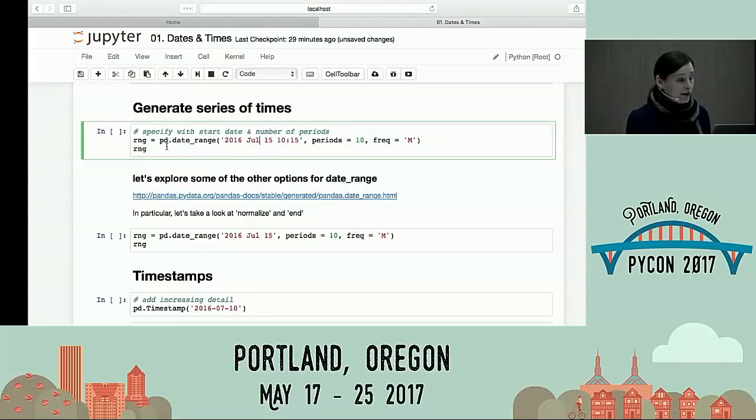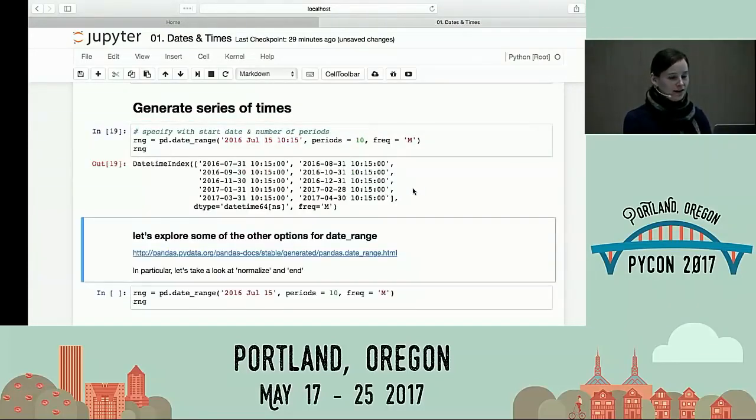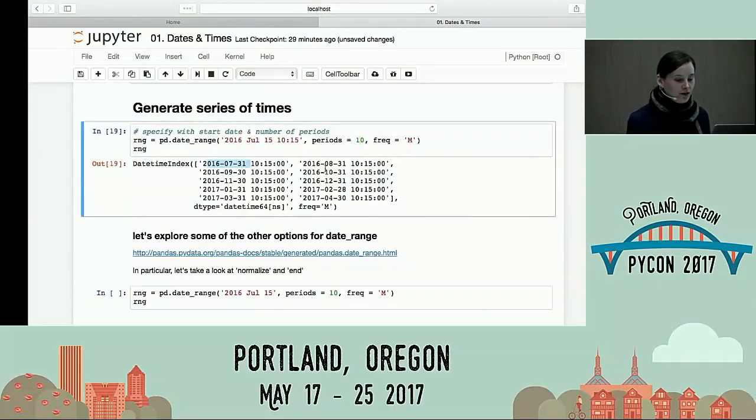So if you look at this one, it reads very nicely too, right? I have a range, and I just want to go from July 15th, 2016 at 10:15, 10 periods, and I want frequency of M. What do you guys think M is? Monthly, probably, right? We can always confirm. And here we are. I've got 7/31, 2016, 8/31, 2016, 9/30, 2016. So what kind of monthly is this?